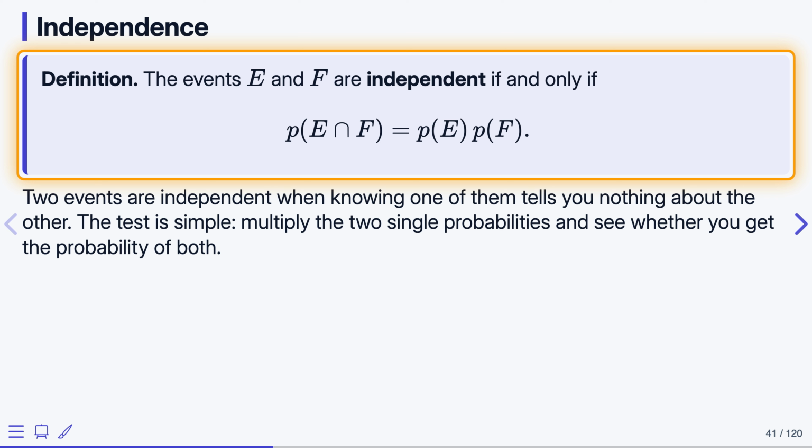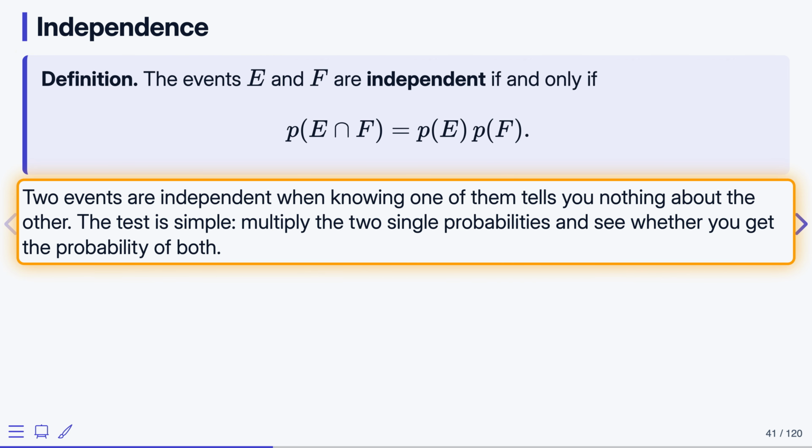2 events are independent when one gives no information about the other. The test is this equation. The probability of E and F together equals P of E times P of F. So the recipe is simple. Work out the probability of E, work out the probability of F, and multiply them. If the answer equals the probability of E and F together, the events are independent. If not, they are dependent. Let's try the test on a real pair of events.